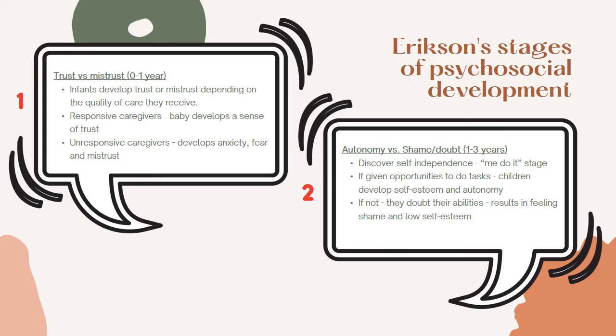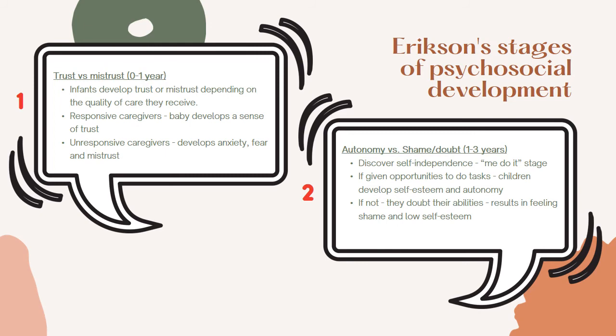Move on to Erikson's stages of psychosocial development. In this theory, Erikson didn't just focus on children. He proposed personality development throughout the entire lifespan. So it has 8 stages.